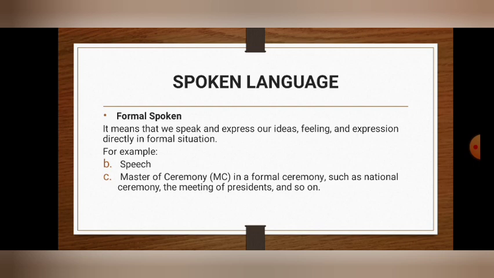For example, speech, Master of Ceremony in a formal ceremony, such as a national ceremony, the meeting of the president, and so on.